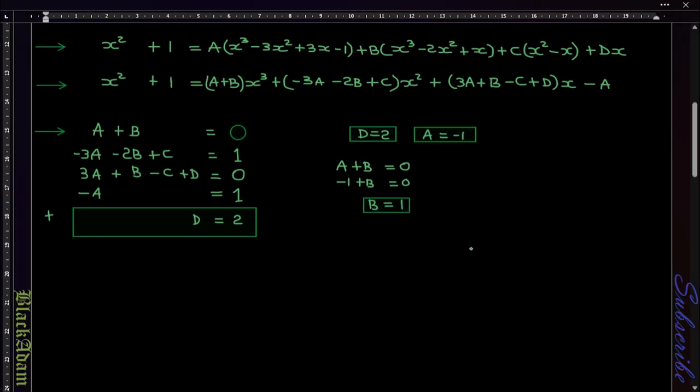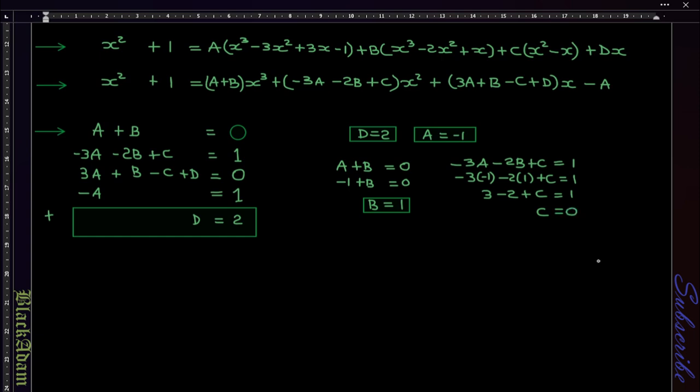Now we have a, b, and d, so let's find c. So 3a minus 2b plus c is equal to 1, and then substituting a and b gives us the value of c, so that's minus 3 minus 2 plus c is 1, and then c is going to be 0. Remember that 1 to the other side becomes negative 1 plus 1 becomes 0. So now we have all the values.